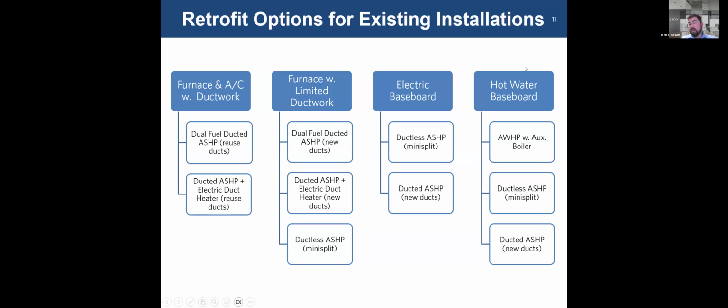And then if you already have existing hot water baseboard, an air to water heat pump is an option with an auxiliary boiler. That auxiliary boiler is typically electric, though potentially you could use other options. You could go ductless mini splits, or you could do a ducted air source heat pump with additional ducts. A lot of times in this particular case, you're either going to make a complete switch over to a heat pump system for whatever the particular reason may be, or maybe all you have in the house is hot water baseboard and now you want air conditioning.